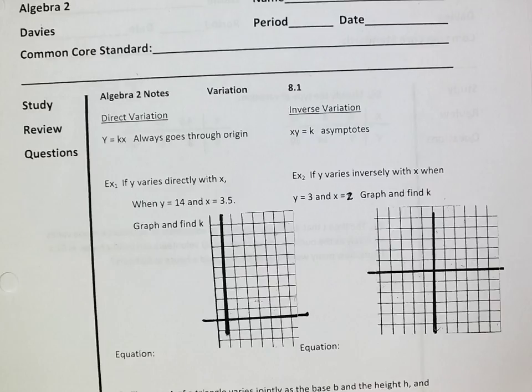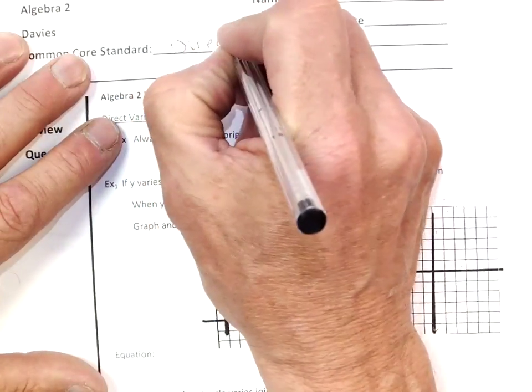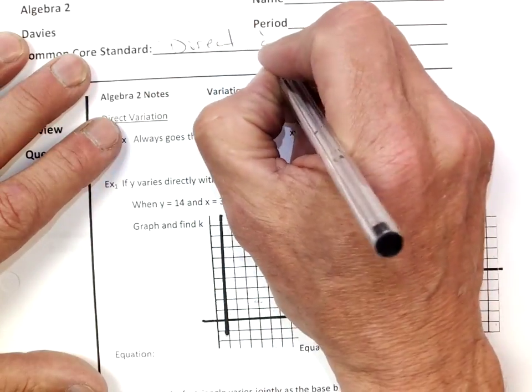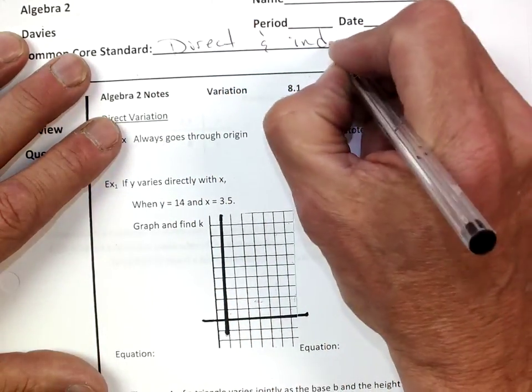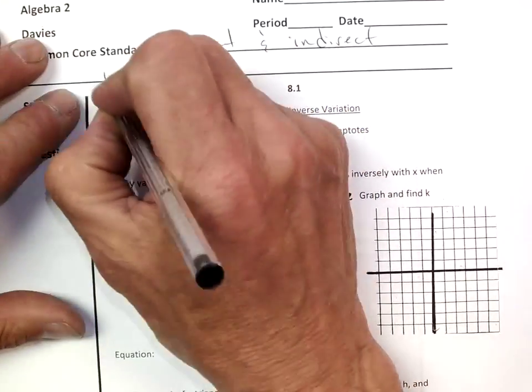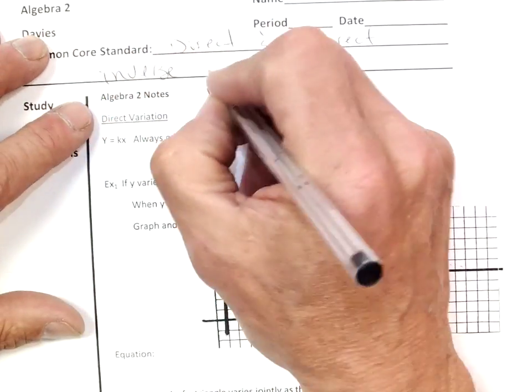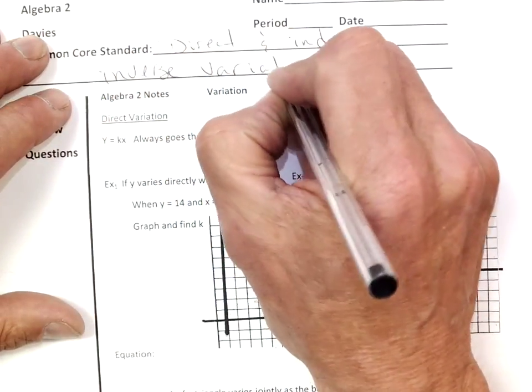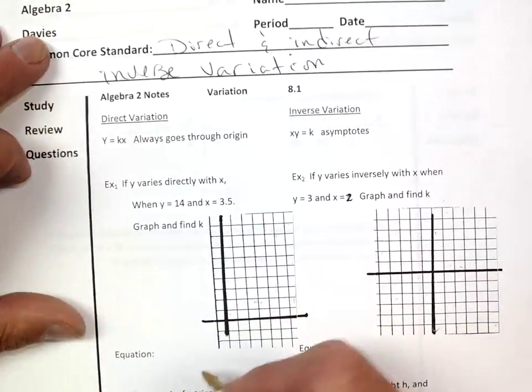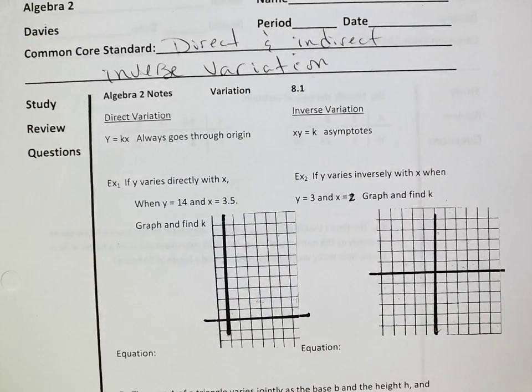Okay, so today's lesson has to do with direct, and indirect, inverse variations. Okay, so direct variation.